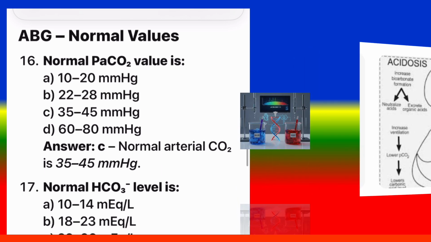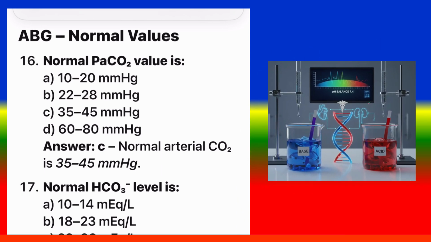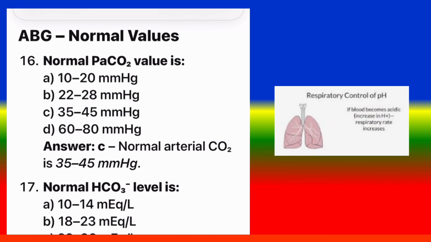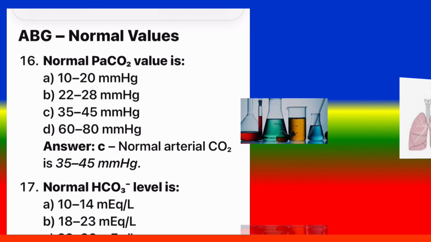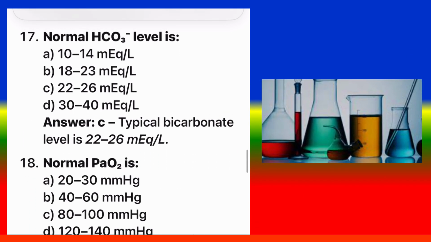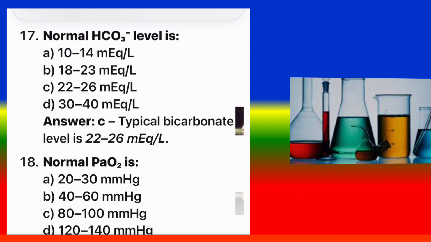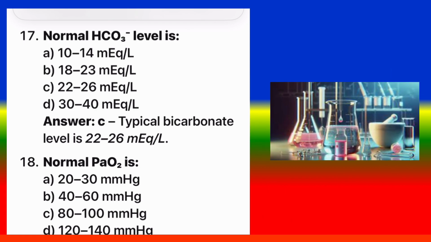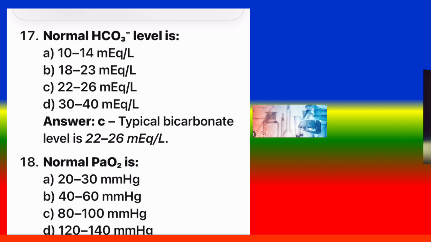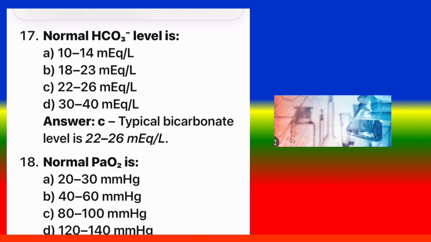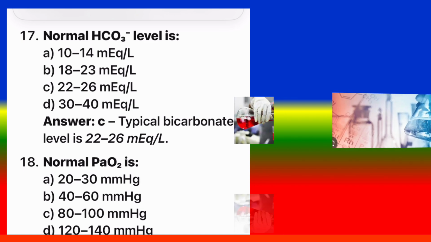ABG normal values. 16. Normal PaCO2 value is: A. 10 to 20 mmHg, B. 22 to 28 mmHg, C. 35 to 45 mmHg, D. 60 to 80 mmHg. Answer C. Normal arterial CO2 is 35 to 45 mmHg. 17. Normal HCO3- level is: A. 10 to 14 mmol/L, B. 18 to 23 mmol/L, C. 22 to 26 mmol/L, D. 30 to 40 mmol/L. Answer C. Typical bicarbonate level is 22 to 26 mmol/L.